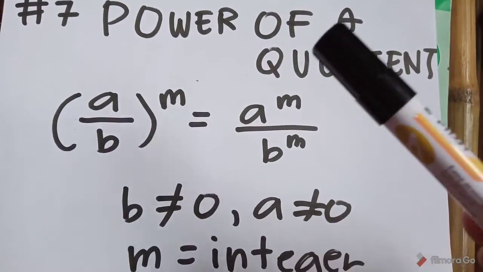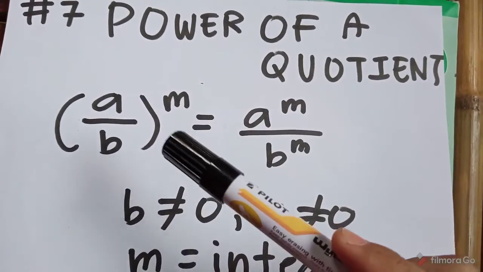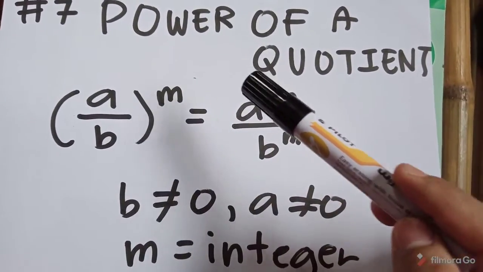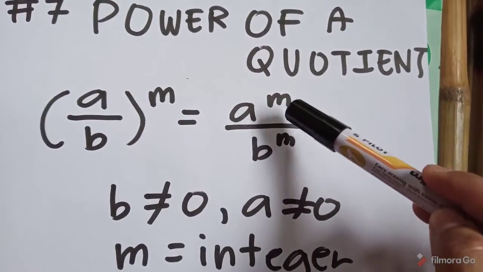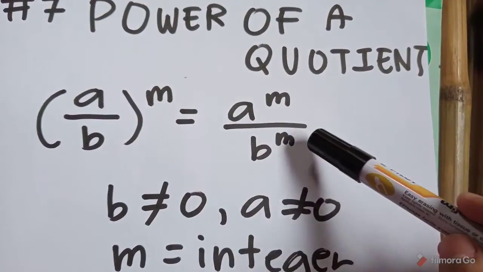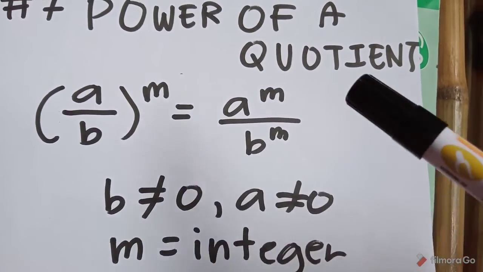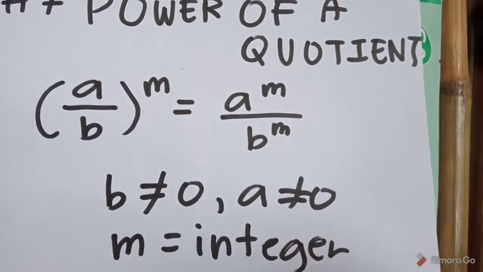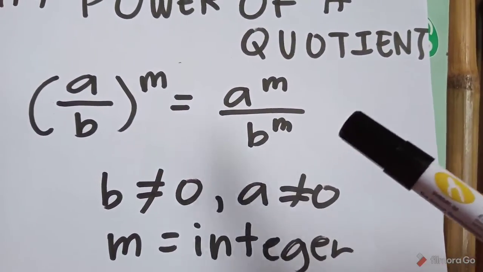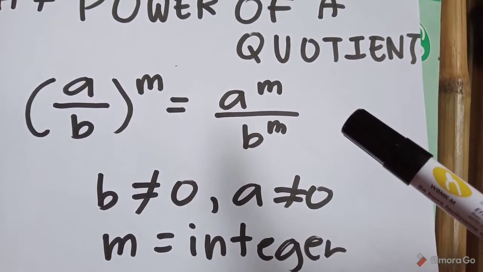Rule number 7. The power of a quotient property of exponents. When a quotient is raised to a power, copy the factor of the numerator and multiply its exponent to the outer exponent. The same with the factor in the denominator, copy its exponent and multiply to the outer exponent. We assume here that b is not equal to 0 and a is not equal to 0, and m is an integer.